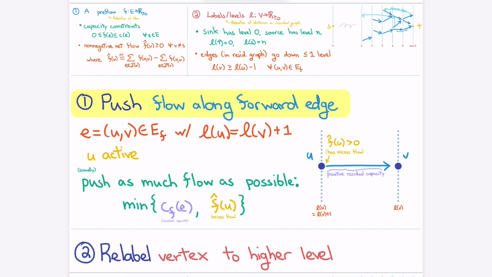Okay. And we will push as much flow as possible, which will either be restrained by the amount of capacity on that edge, or residual capacity, because you're in some residual graph, or the excess flow at that vertex. So if this vertex has only 5 units of extra flow, I can only send 5 units. But otherwise, I'll send as much as possible. Okay, so that makes sense.